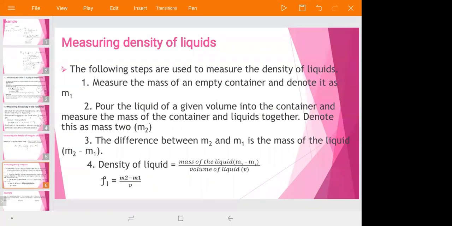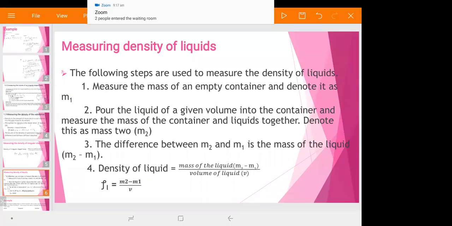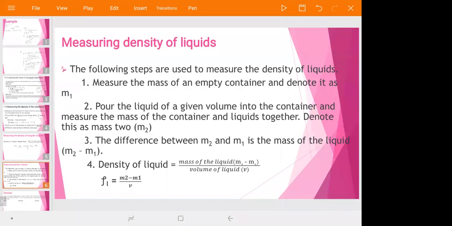Okay, the density of a liquid again depends on mass 1 and mass 2. Look at this one. For example, when you add water to an empty container, you have two masses. The first mass is the mass of the empty container. The second one is the mass of the water.